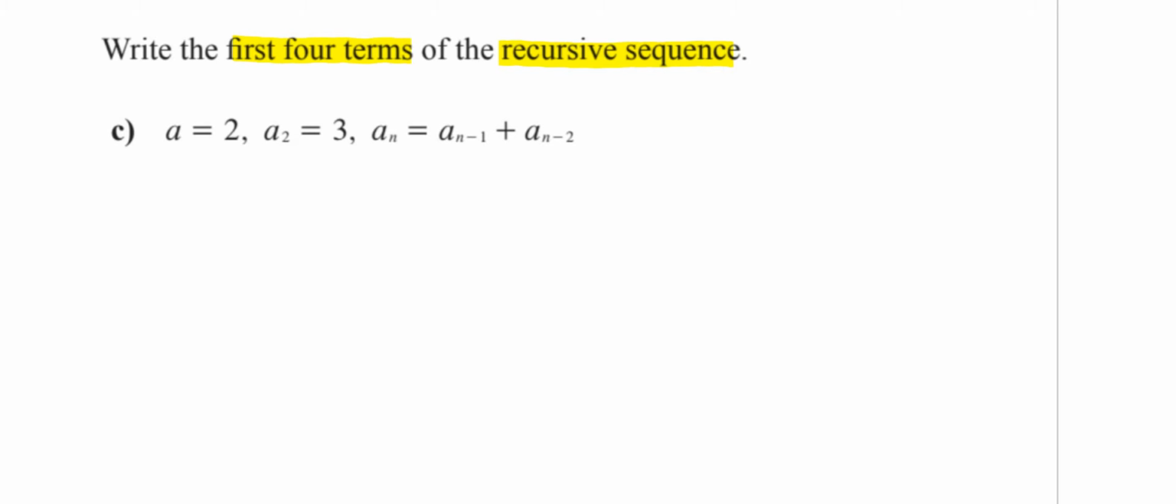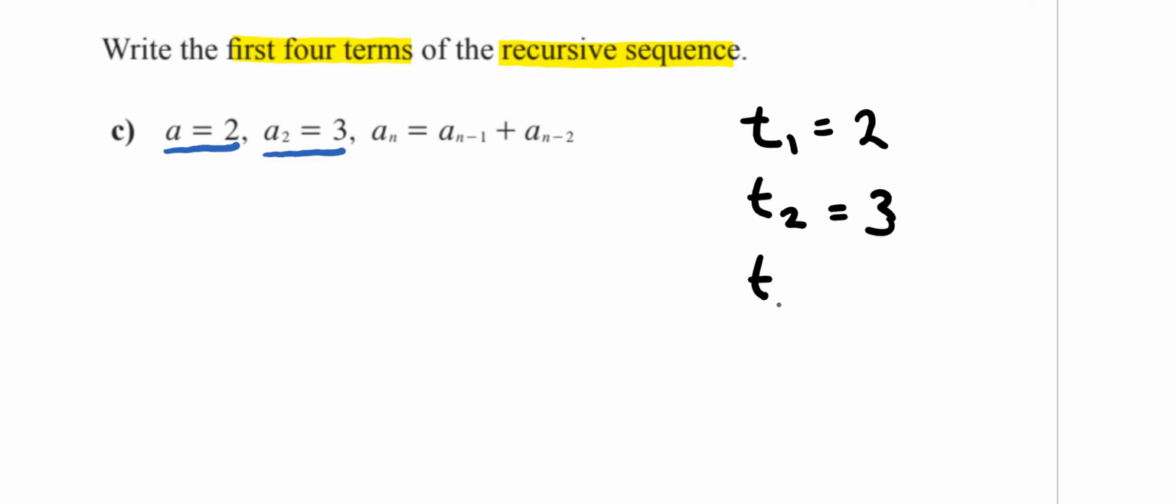Let's continue on with the homework questions from section 6.5, and let's start with question 4C. I need to write out the first four terms of the recursive sequence here. We're given that the first term is 2 and the second term is 3, so let's write that on the side here. The first term is going to be 2 and the second term is going to be 3. Our goal now is to find the third term and the fourth term.